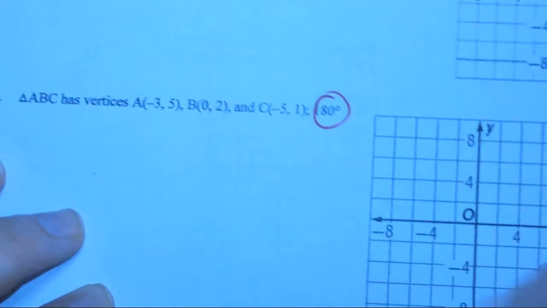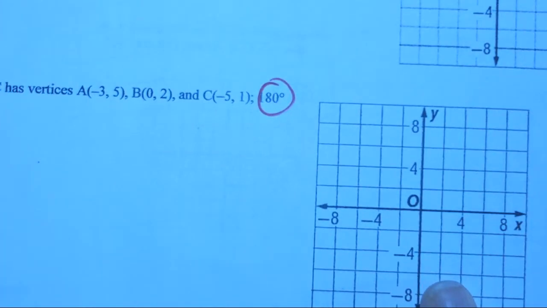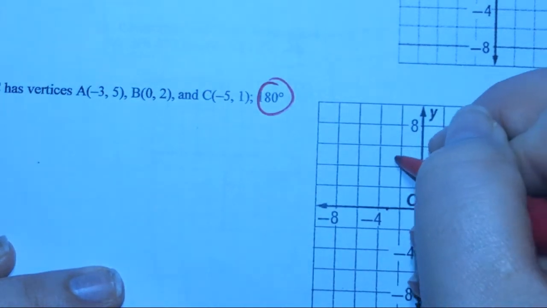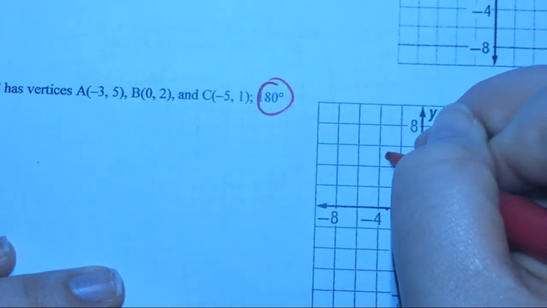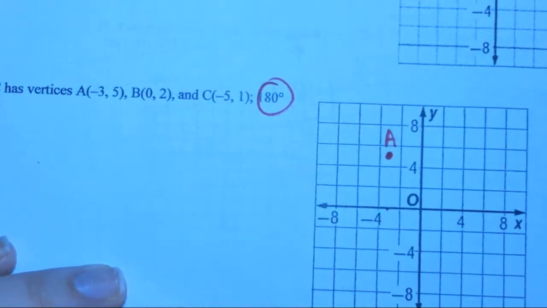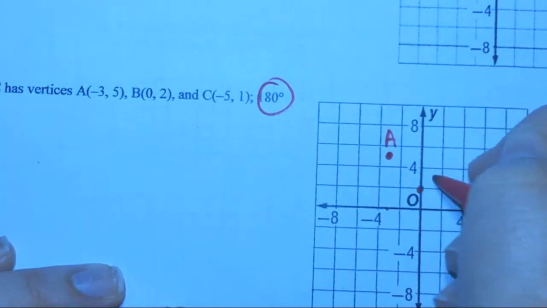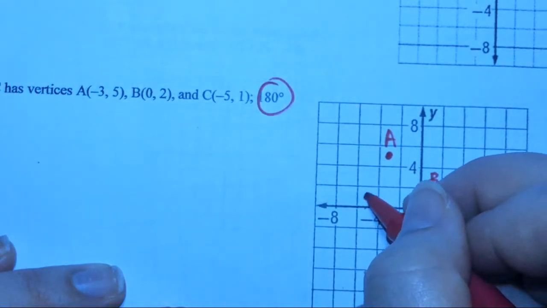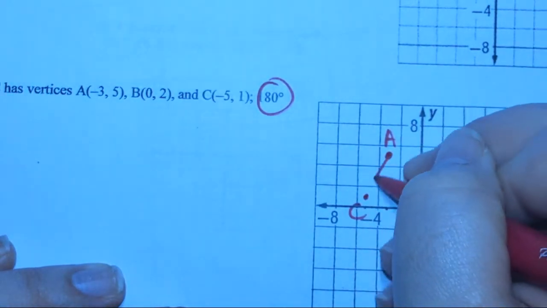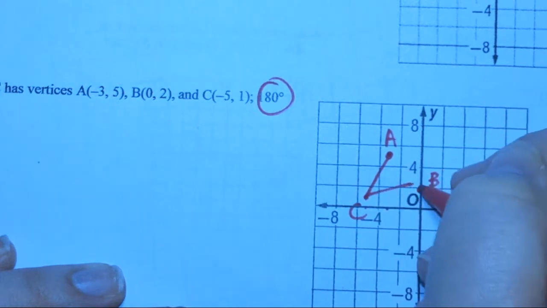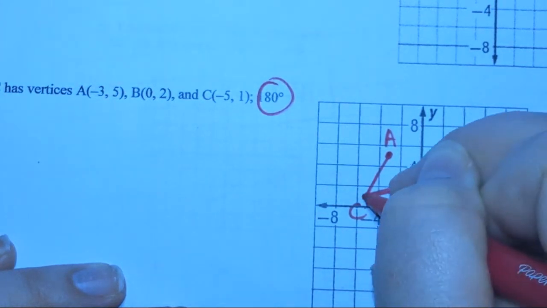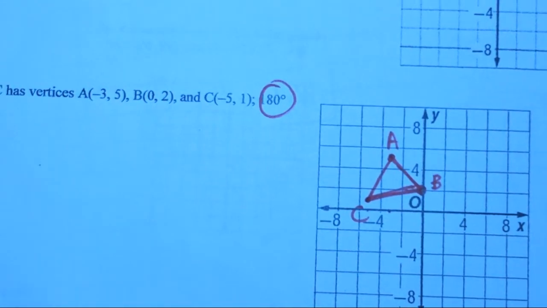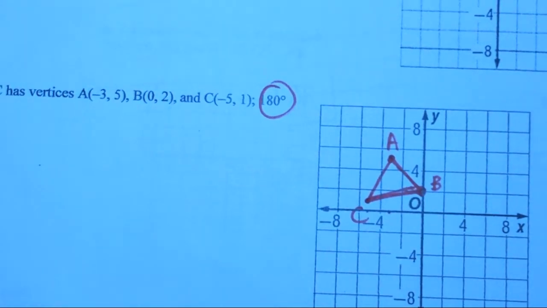It says -3, 5. Oh, but what's really annoying is this coordinate plane is counting by 2. So -3 is there. 5 would be here, so -3, 5. That's terribly annoying. No one has time for that. B is 0, 2. C is -5, 1. So we've got our triangle, our original triangle, and we need to rotate it 180 degrees. When you turn something 180 degrees, what happens to it?